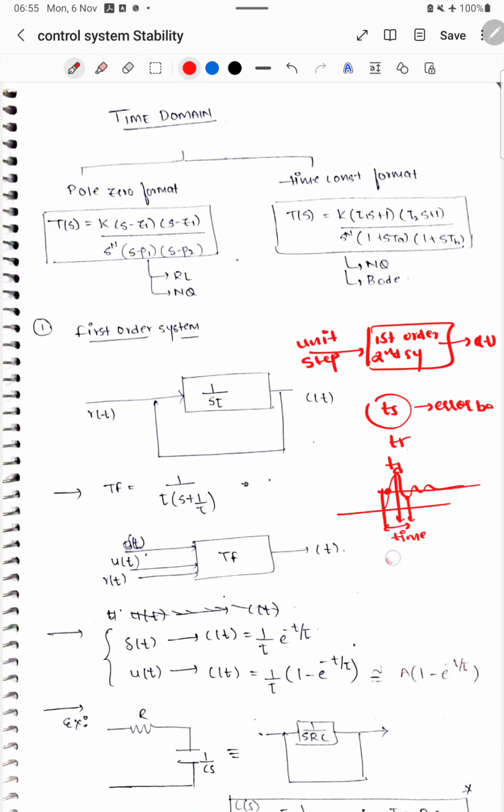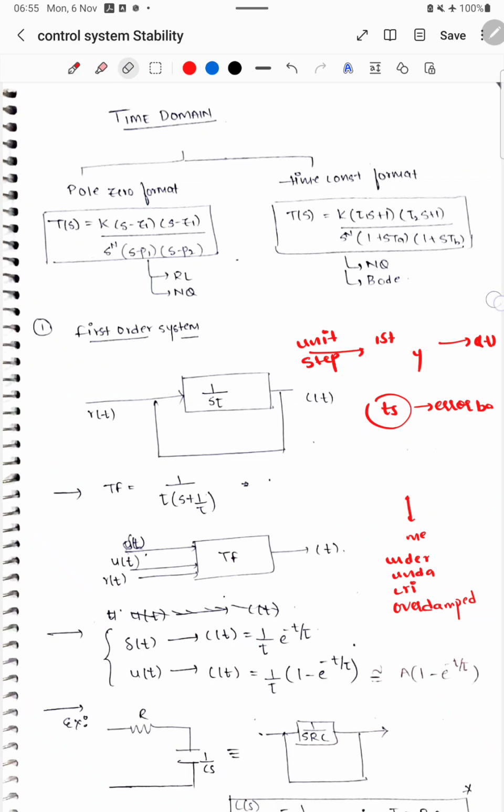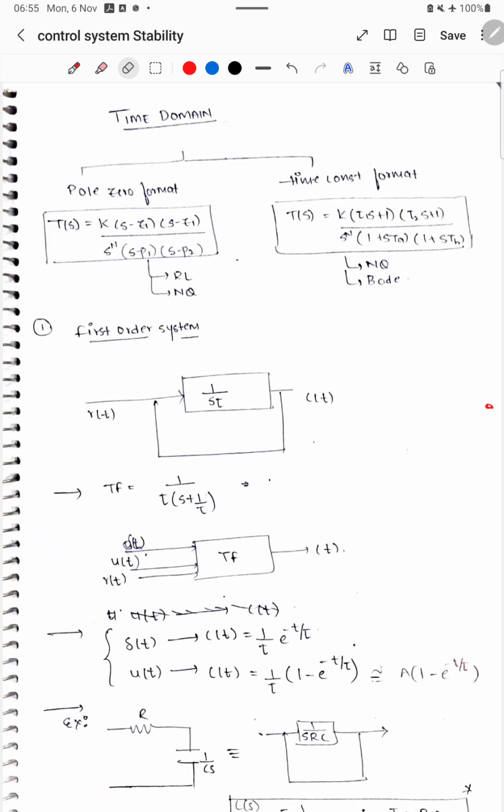We'll talk about different systems like underdamped, undamped, critically damped, and overdamped. And in that way, we'll proceed the lecture. So let's get started and see first order system first.